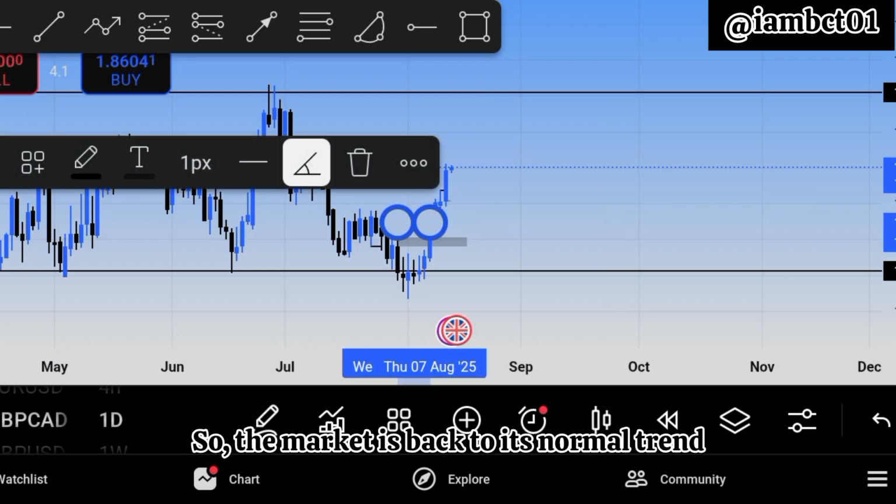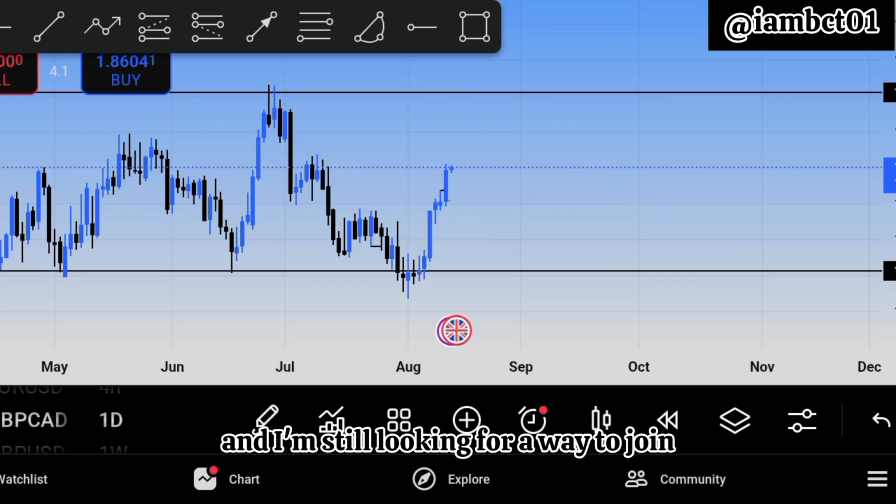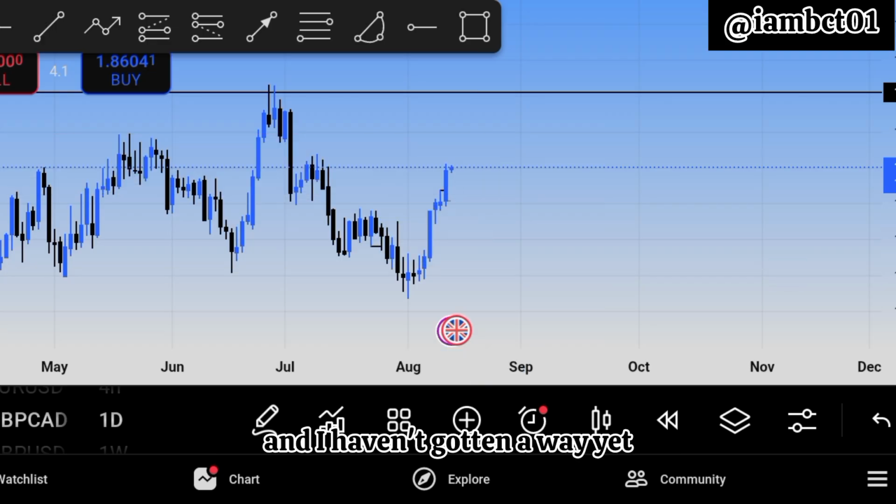And this is our friend GBPCAD. The market is back to its normal trend and I'm still looking for a way to join. We haven't gotten a way in yet.